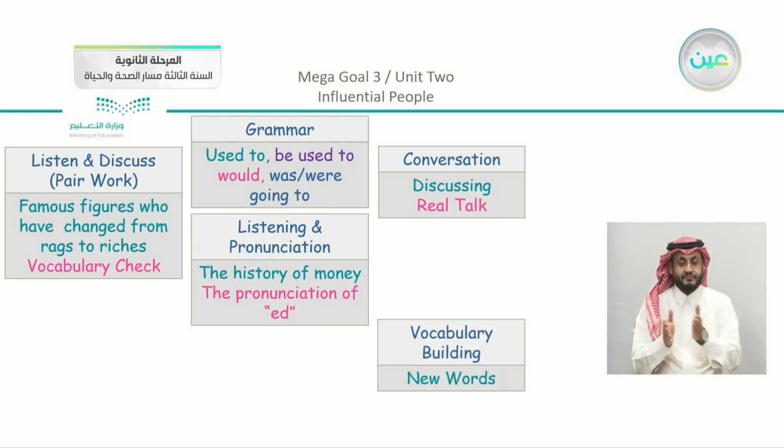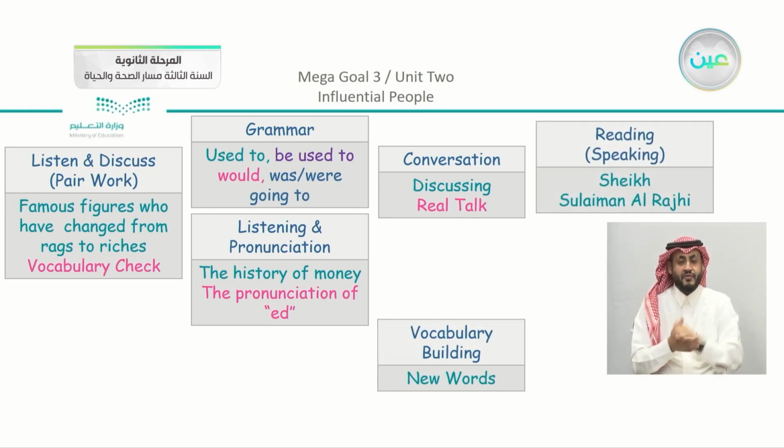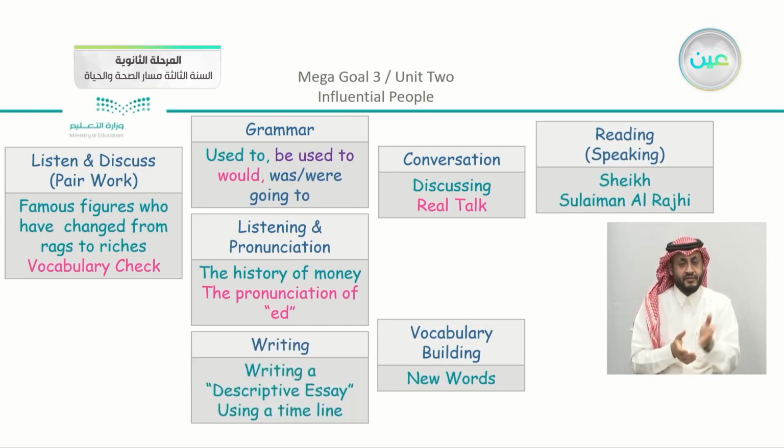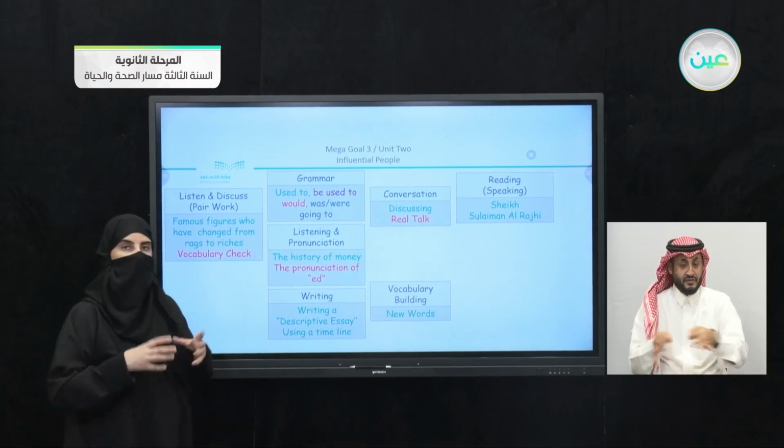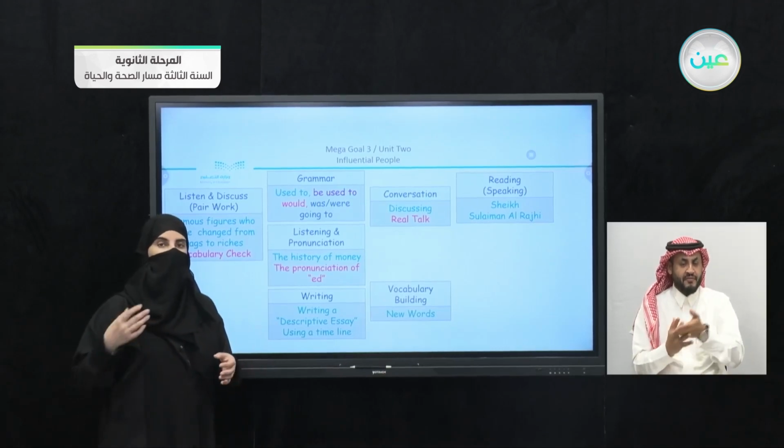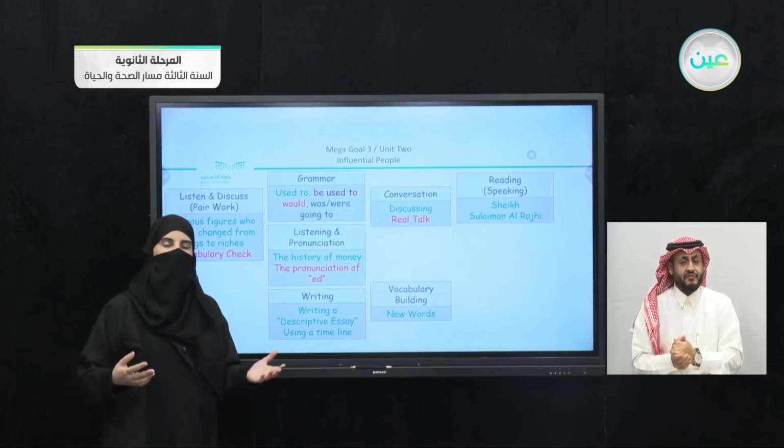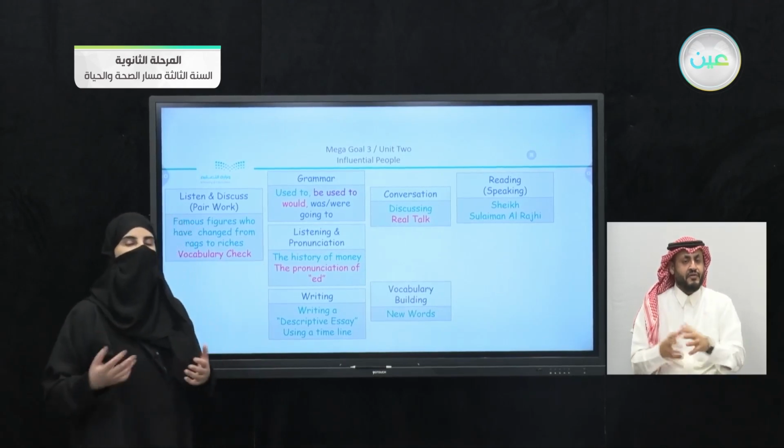Moving on, we have the vocabulary building. We studied new words, which we also passed by again in the reading, which was about Sheikh Sulaiman al-Rajhi. Moving on, we have also the speaking, which was a part of the reading. We had the writing in 2 lessons here. The writing was about writing a descriptive essay using timeline. So you can see that the timeline is a very important part in our unit. We used it in the writing. We used it also here in the project, which means that it is something useful that you can benefit from.